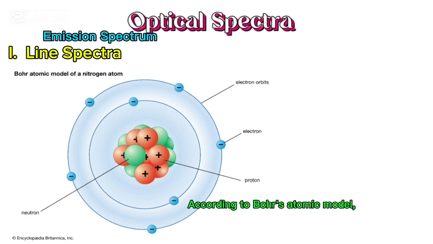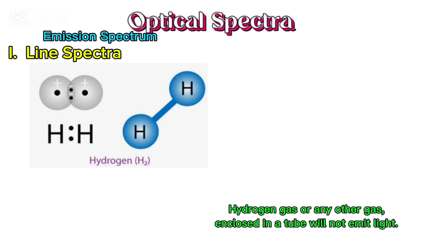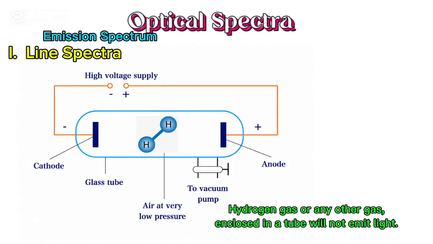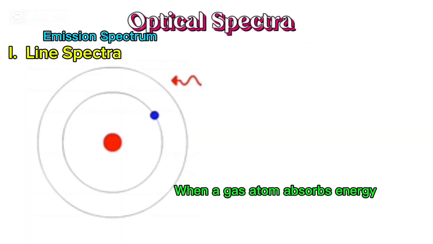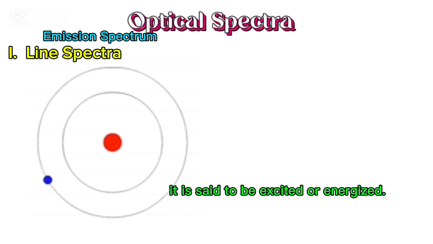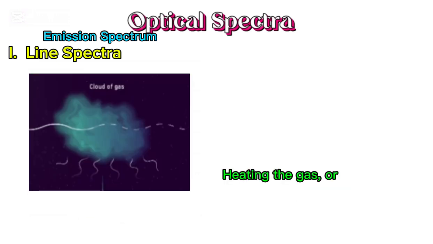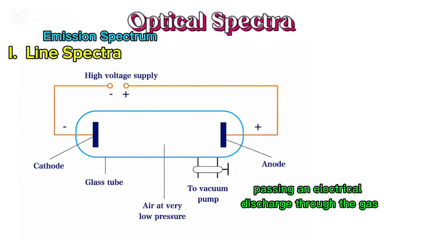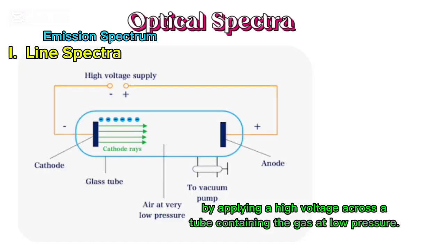According to Bohr's atomic model, electrons exist in fixed energy levels around the nucleus. Hydrogen gas or any other gas enclosed in a tube will not emit light unless energy is supplied to its atoms. When a gas atom absorbs energy, it is said to be excited or energized. Excitation can occur by heating the gas or passing an electric discharge through the gas, by applying a high voltage across a tube containing the gas at low pressure.